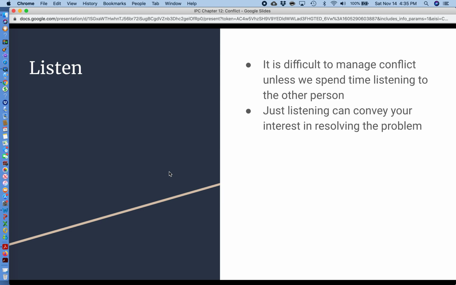And sometimes, frankly, just listening can help resolve the problem, because it's listening and acknowledging what the other person is saying. These are confirming behaviors. They create positive communication climates. They let people know that you value them. And if the problem is that they don't feel valued, this can solve the problem in and of itself.